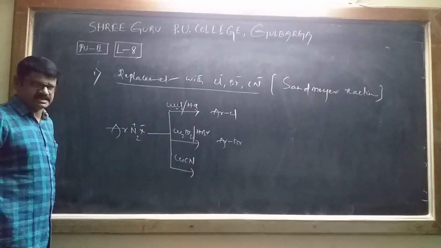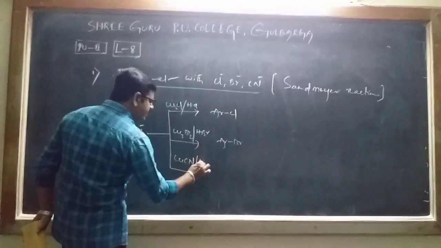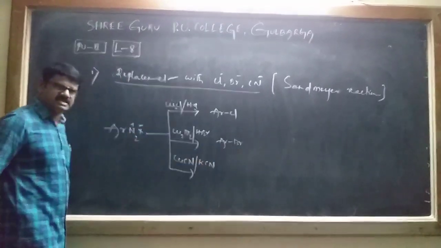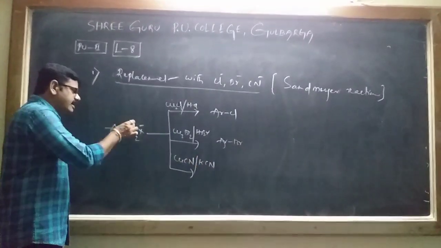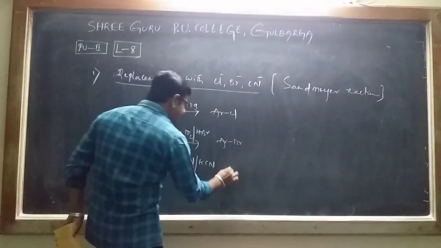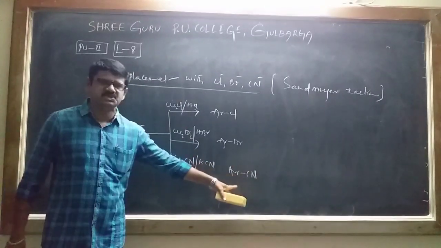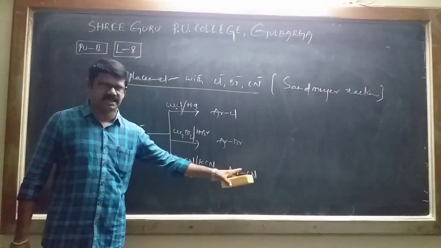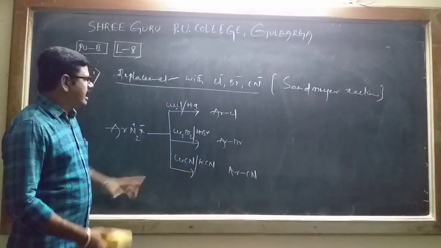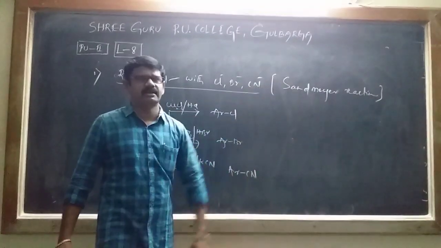Next we will write CuCN. Cyanide ion is replacing now, CuCN in the presence of KCN. Then the diazo group is replaced with a cyanide group, and you get ArCN, benzonitrile. And these three reactions are the Sandmeyer reactions.